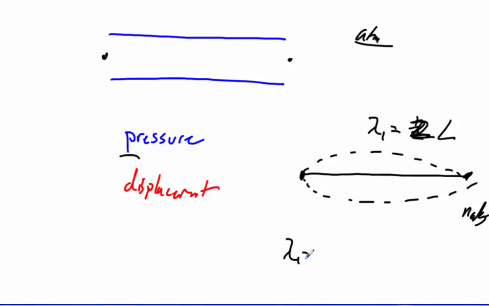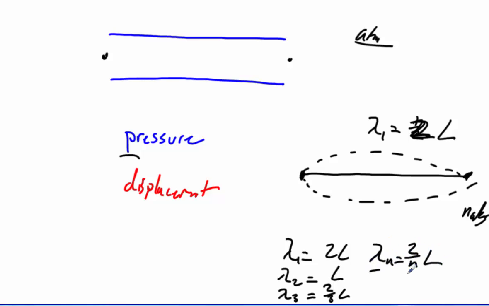Lambda 1 is equal to 2L, lambda 2 is equal to L, lambda 3 is equal to 2 over 3 L, and we have the same pattern. Lambda n is equal to 2 over n times the length of the tube.